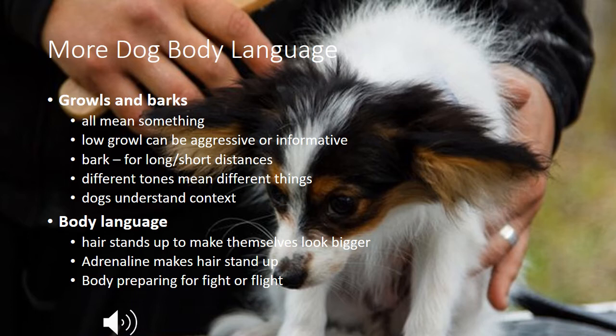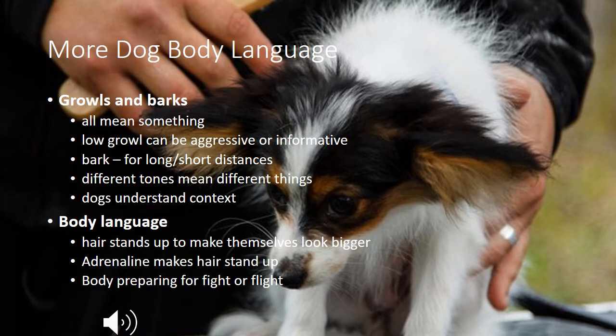Dogs also use body language to give messages to other dogs and to humans. If a dog sees another dog that it feels uncomfortable with, or if it's in a situation where it feels uncomfortable, its hair will stand up. This is to make them look bigger so they feel stronger. The adrenaline pumping through their system makes their hair stand up.